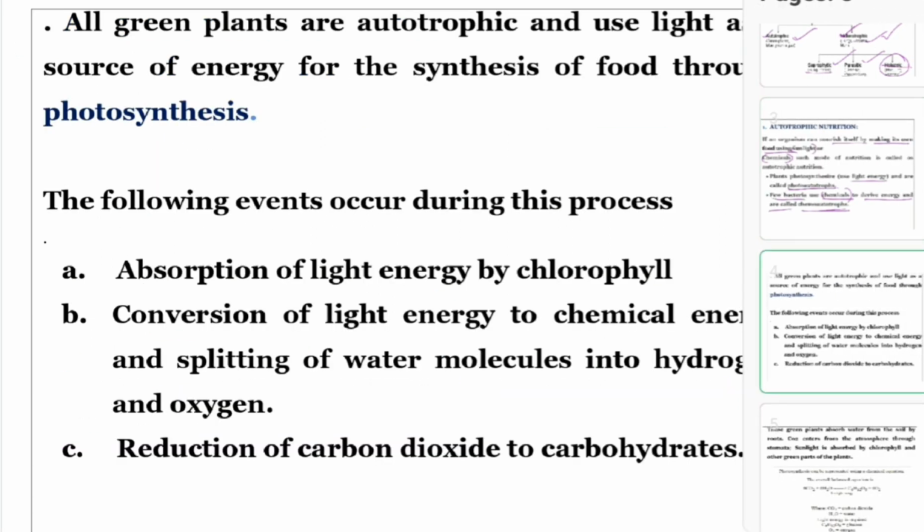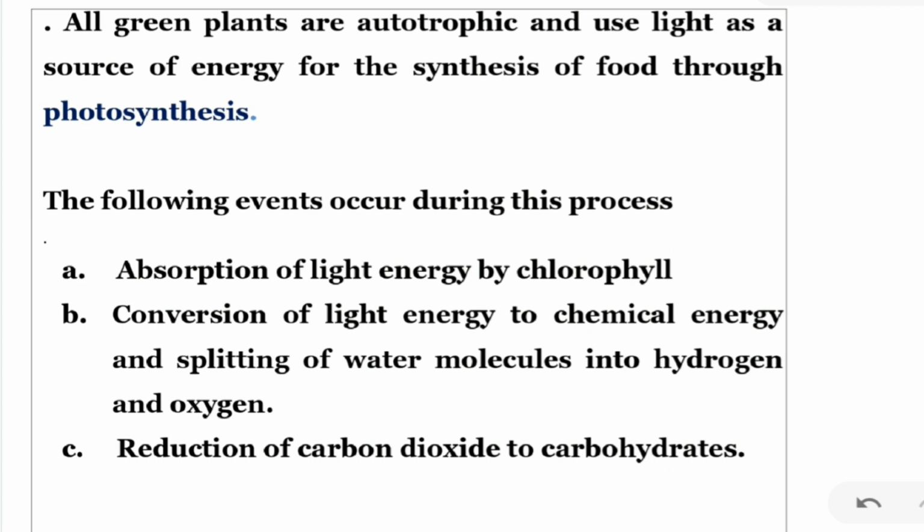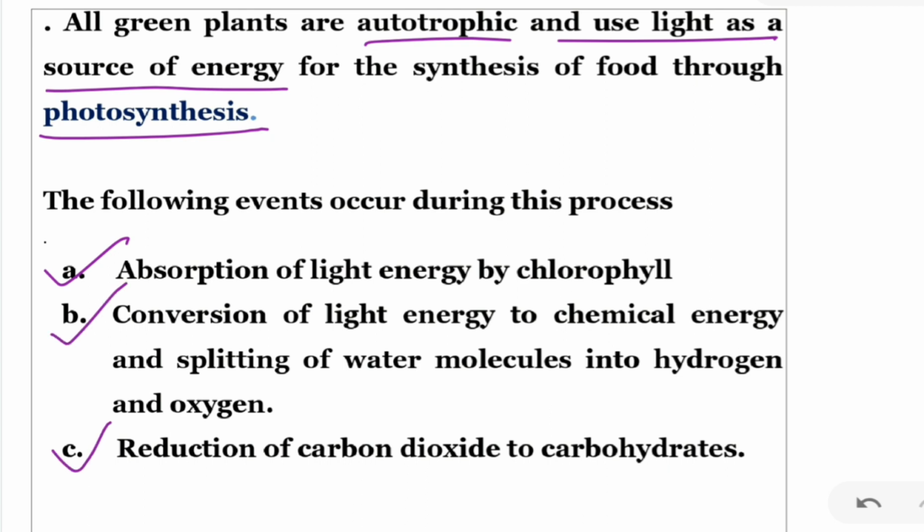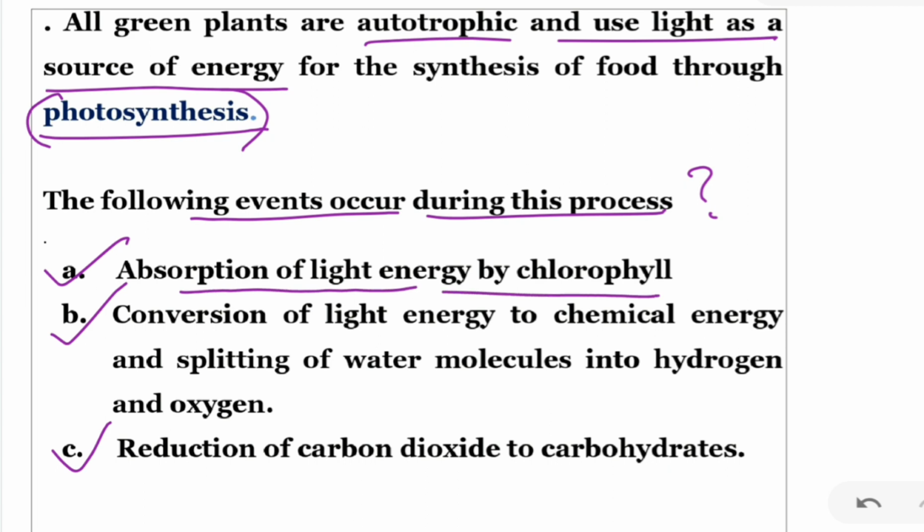chemoautotrophs. Now, all green plants are autotrophic and they use light as the source of energy for the synthesis of food by the process of photosynthesis. There are three steps given to summarize the process of photosynthesis. This is a very important one. So what are the events? The question can be, what are the events that occur during the process of photosynthesis? The first step is absorption of light energy by chlorophyll. So which part of the green plant absorbs sunlight?